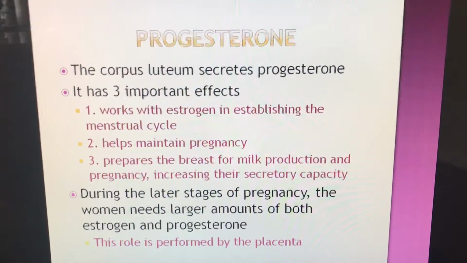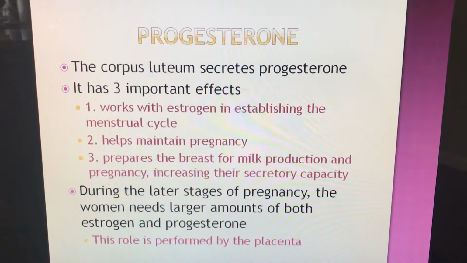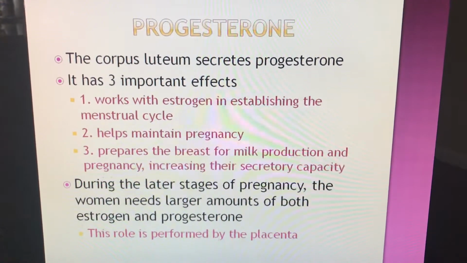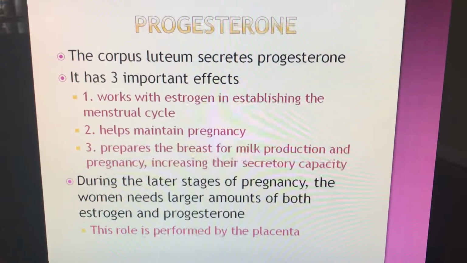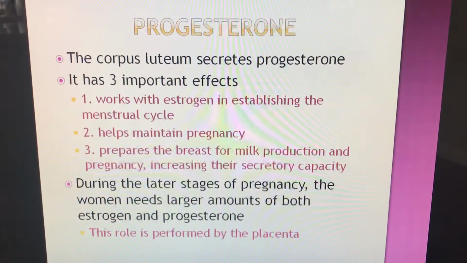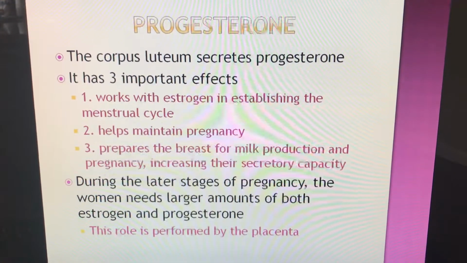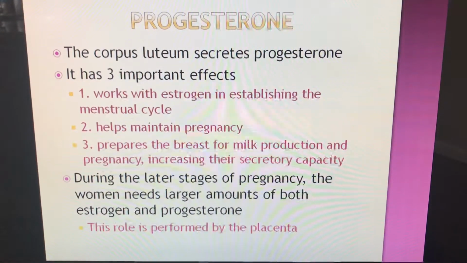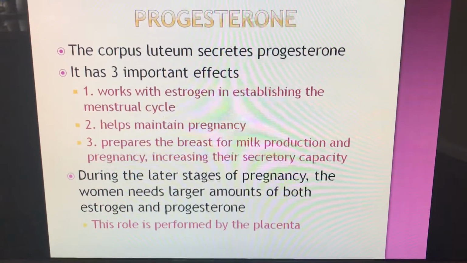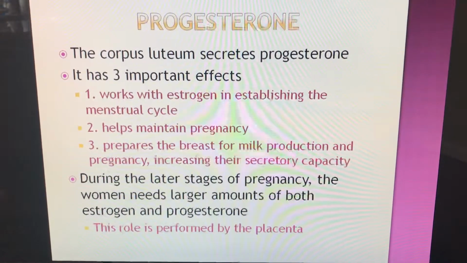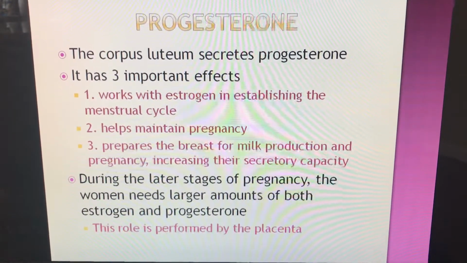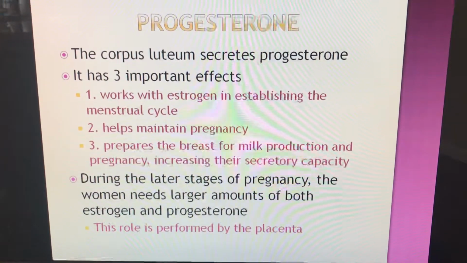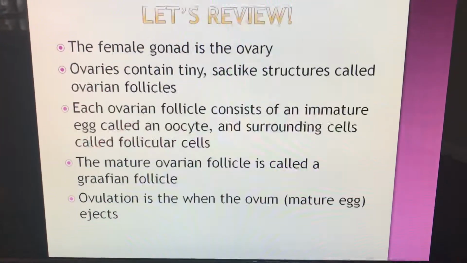Then you have progesterone. The corpus luteum secretes progesterone. It has 3 important effects. It works with estrogen in establishing the menstrual cycle. Number 2, it helps maintain pregnancy. And number 3, it prepares the breast for milk production and pregnancy, increasing their secretory capacity. Then during the later stages of pregnancy, the woman needs larger amounts of both estrogen and progesterone. So this role is performed by the placenta.